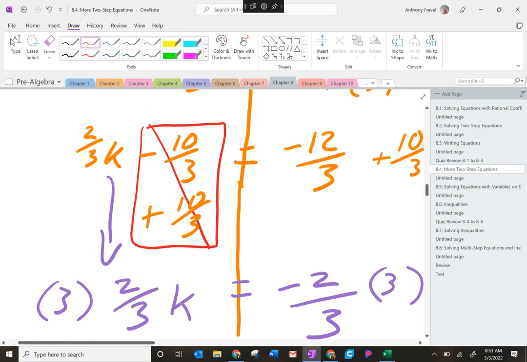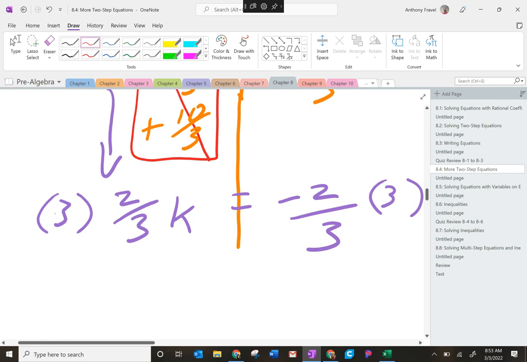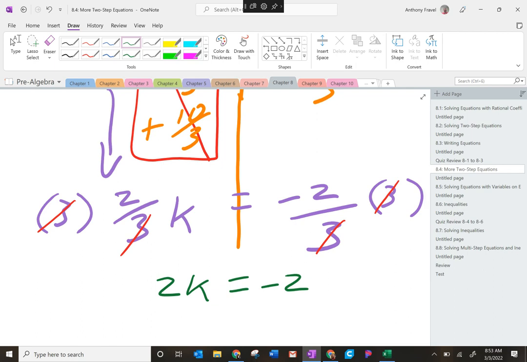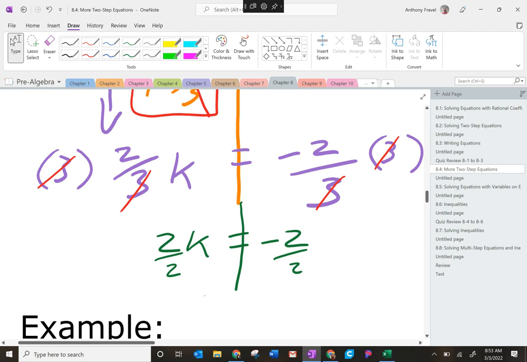Let me get a different color pen. So this 3 is getting canceled out. I've got 3 over here divided by 3. Those ones cancel out. Now I'm left with 2k equals negative 2. As soon as I have the exact same bottom number, or the bottom numbers are canceled out, it turned into a regular problem that we've done before. So I'm going to keep on bringing this line down, divide both sides by 2. My final answer, k equals negative 1.